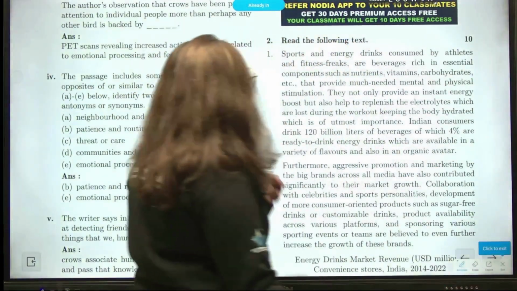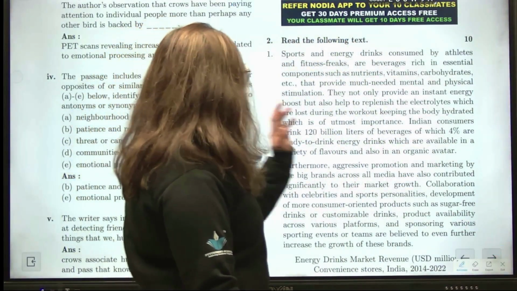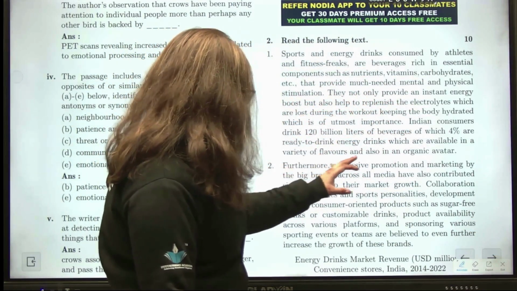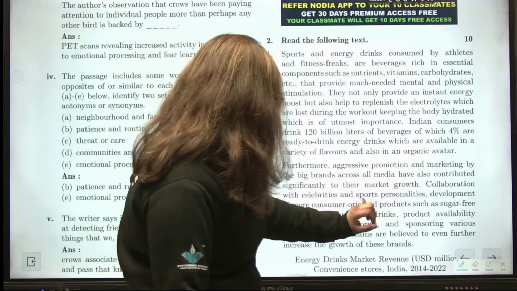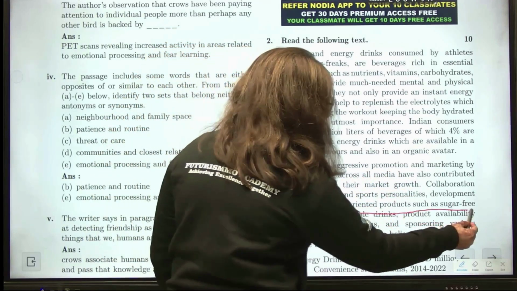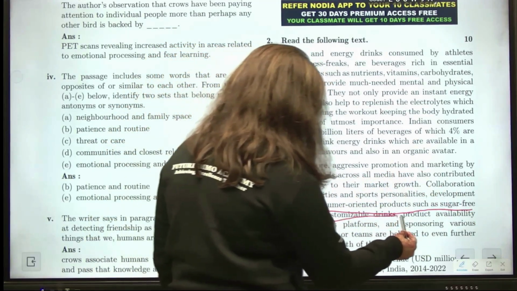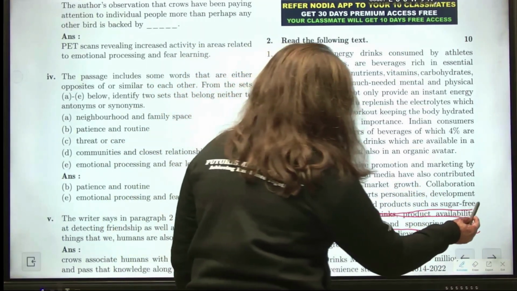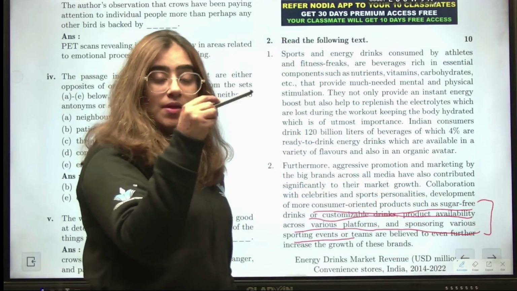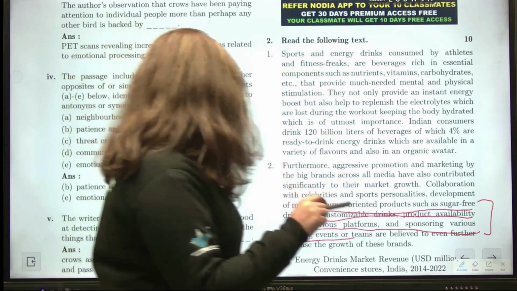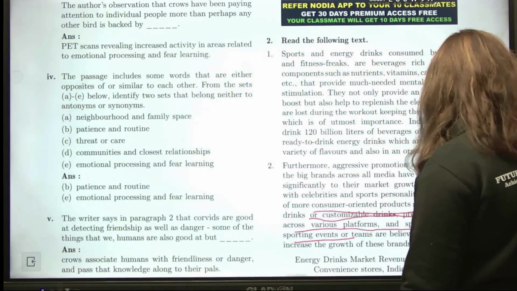So can you read this? Sports and energy drink consumed by athletes. ये हो गया. ठीक है, they not only provide an instant energy, Indian consumer हो गया. Furthermore, aggressive promotion and big brand across all media. Collaboration with celebrities to development of more consumer-oriented products such as sugar-free drinks, customizable drink, products availability across various platforms, sponsoring various sporting events. So basically, जब Indian beverages में तब सबसे ज़्यादा increase तब आया जब according to the consumer drinks बनने लग गए, जैसे sugar-free drinks आ गई, ठीक है, flavors डाल दिए कुछ drinks में and so on. ठीक है, तो यहाँ पे इसका answer भी मिल गया.